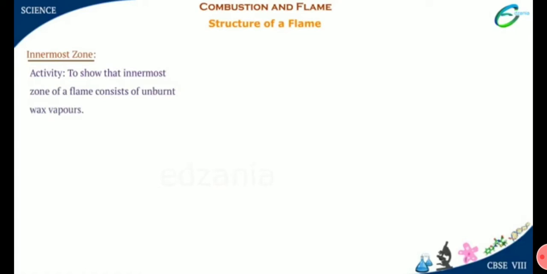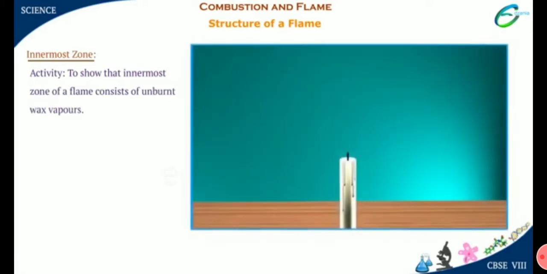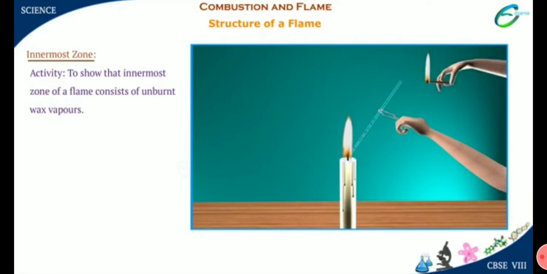Innermost zone. Let us do an activity to show that the innermost zone of a flame consists of unburnt wax vapors. Take a candle and place it on a table. Now light it with the help of a matchstick. Bring a glass tube and introduce one end of the glass tube in the innermost zone of the flame. Now bring an ignited matchstick near the other end of the glass tube.